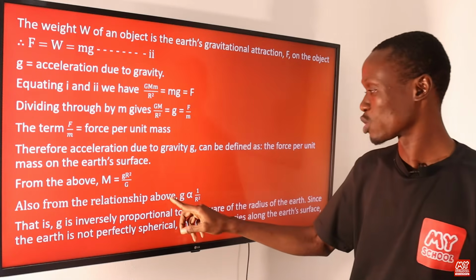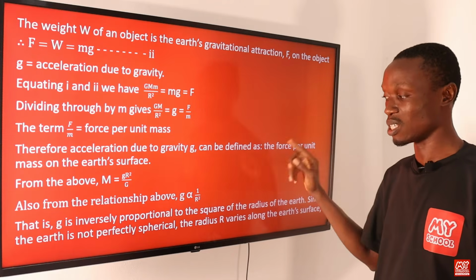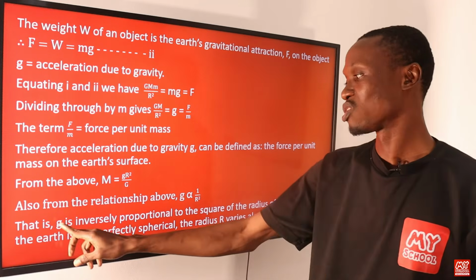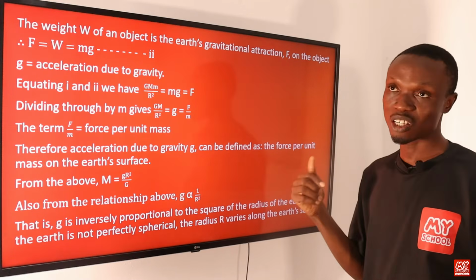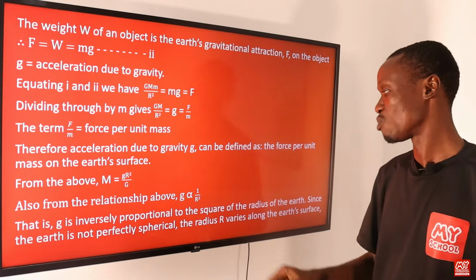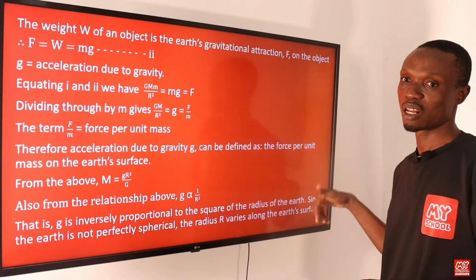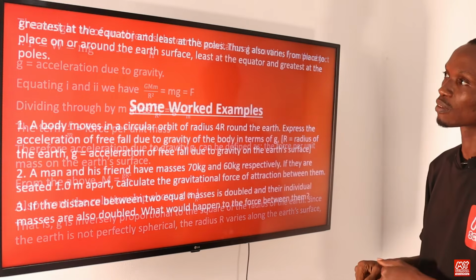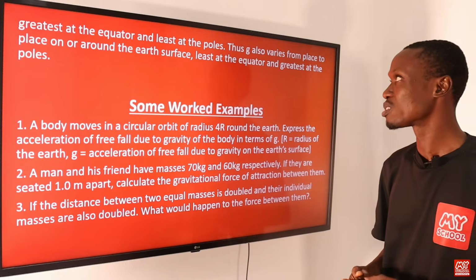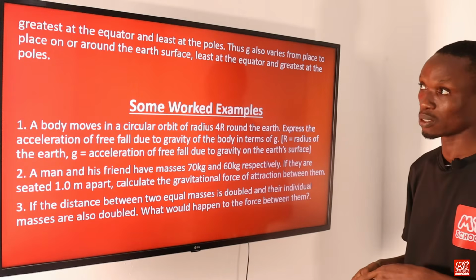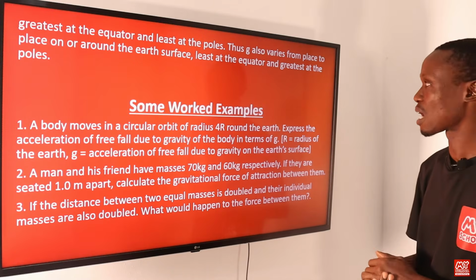Also, from the above relationship, we can see that g is inversely proportional to the square of the distance between the masses. That is, g is inversely proportional to the square of the radius of the Earth. Since the Earth is not perfectly spherical, the radius R, capital letter R, varies along the Earth's surface. Let's move to the next slide. R is greatest at the equator and least at the pole. Thus, g also varies from place to place on or around the Earth's surface. It is least at the equator and greatest at the pole.